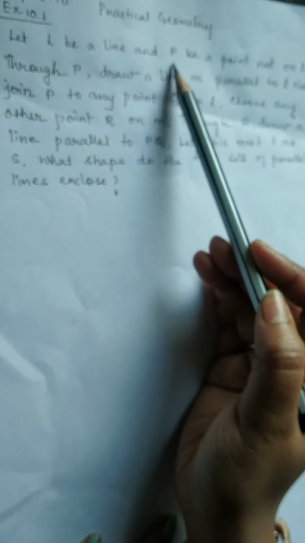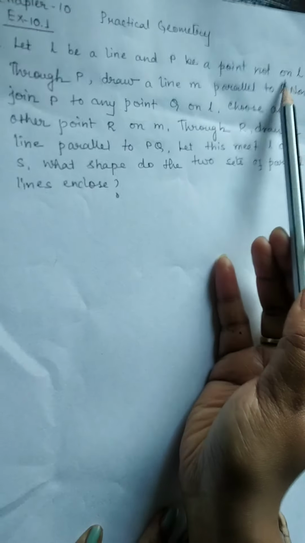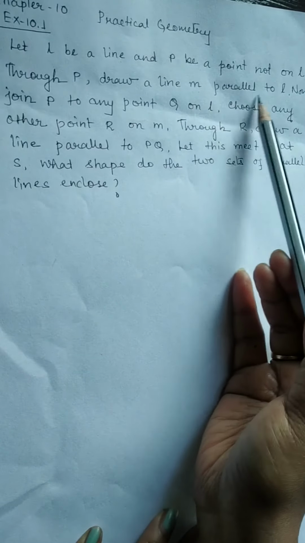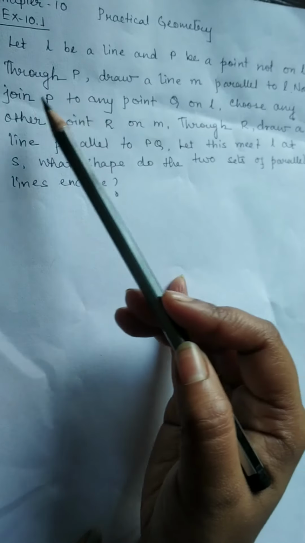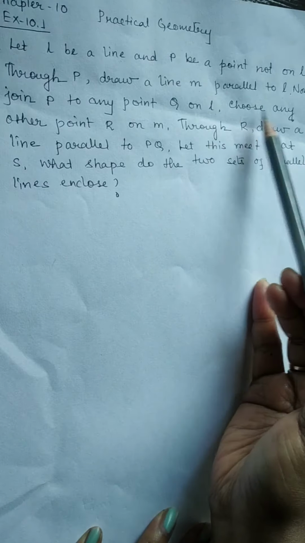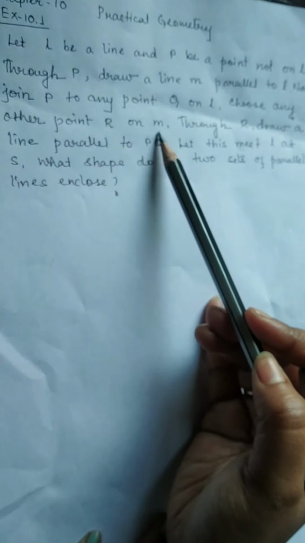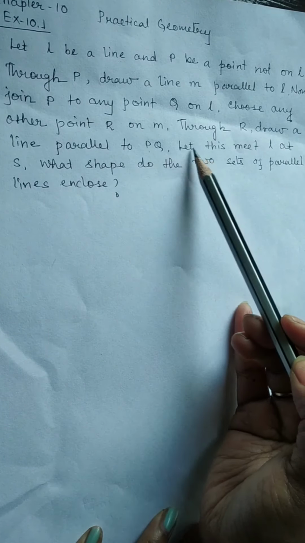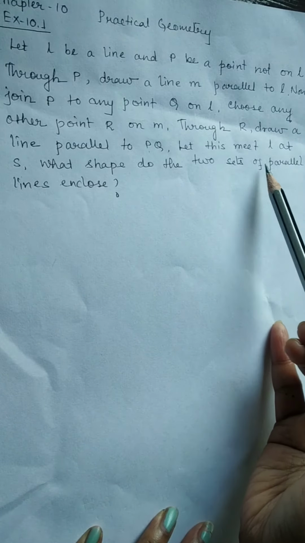Now question number 3 says, let L be a line and P be a point not on L. Through P, draw a line M parallel to L. Now join P to any point Q on L. Choose any other point R on M. Through R, draw a line parallel to PQ. Let this meet L at S. What shape do the two sets of parallel lines enclose? So step by step we'll be doing this construction.